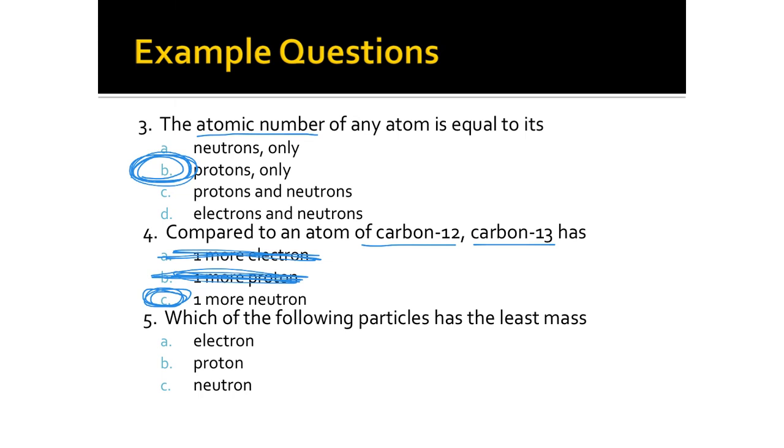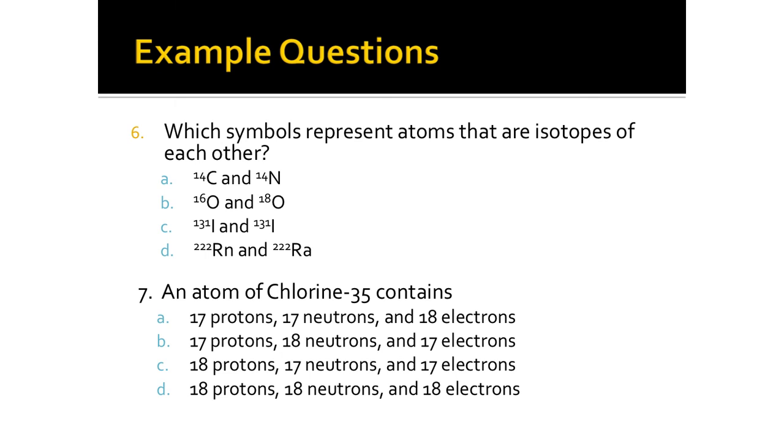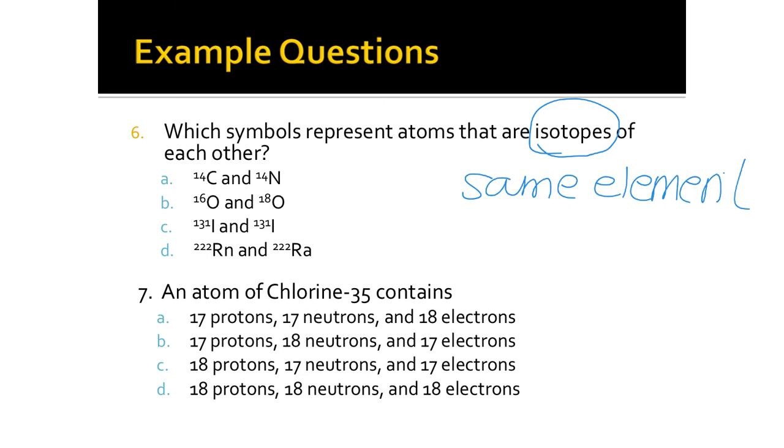Number 5, which of the particles has the least mass? So that would be an electron. Electrons are essentially massless. All right, and our next one, we're looking for which 2 are isotopes. Isotopes are the same element, so same number of protons, but they have a different mass because they have a different number of neutrons.